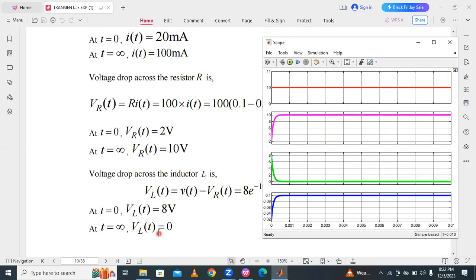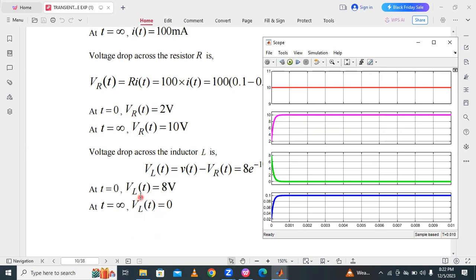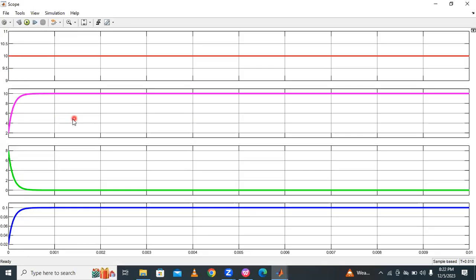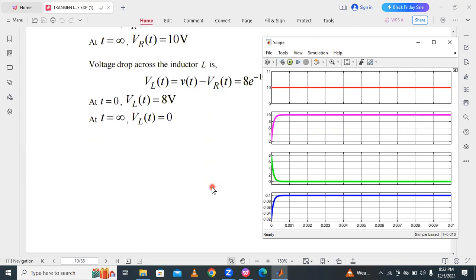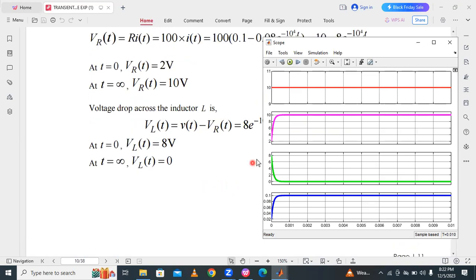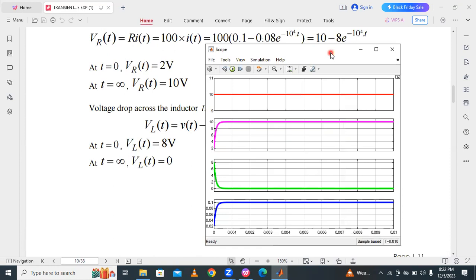And the next is the voltage across the inductor, which starts from 8 and decreases to 0. At t is equal to 0, the voltage across the inductor is 8 volts, and at t is equal to infinity, the voltage decreases to 0, exponentially decreasing from 8 to 0 in this way, by considering the initial conditions. Understood? So this is our response of the series RL circuit with and without initial conditions. This is about the electrical response of an electrical network to a step input signal.